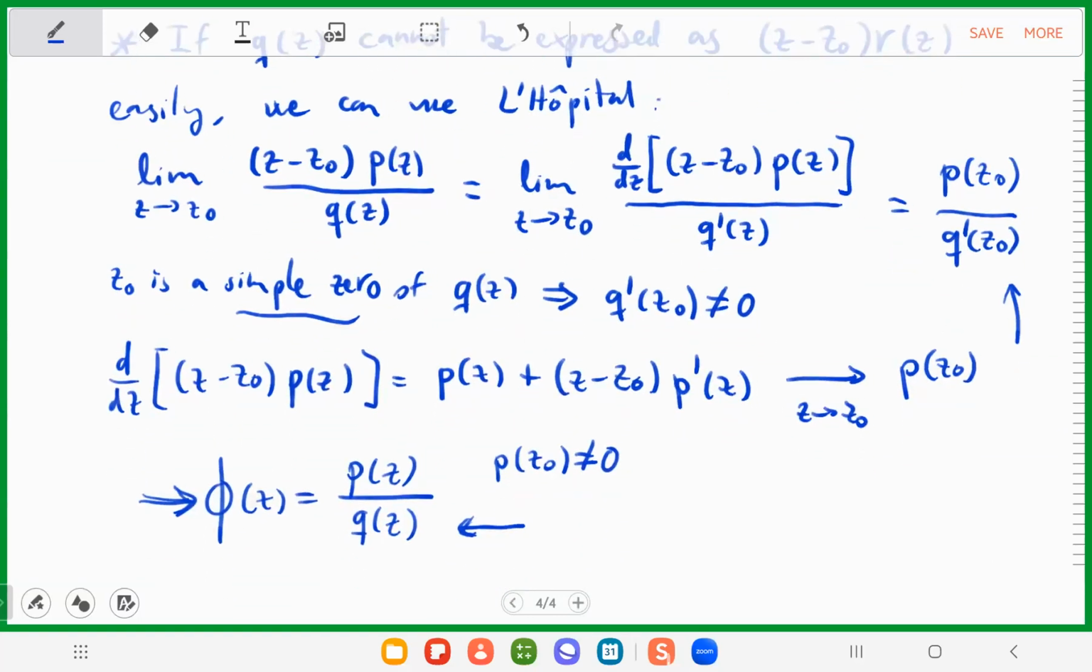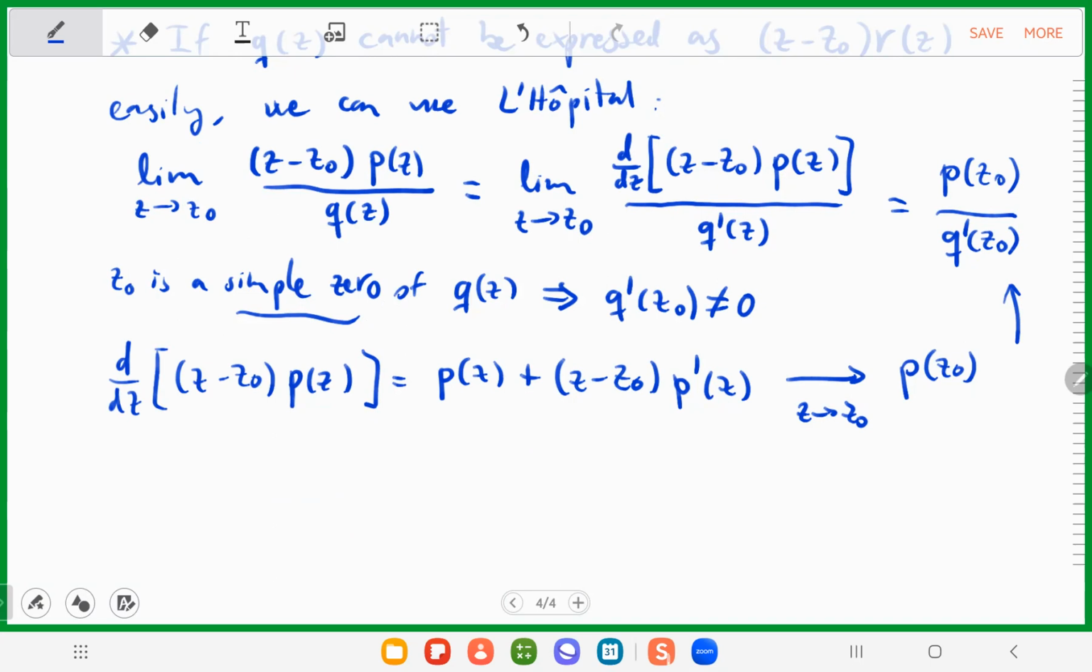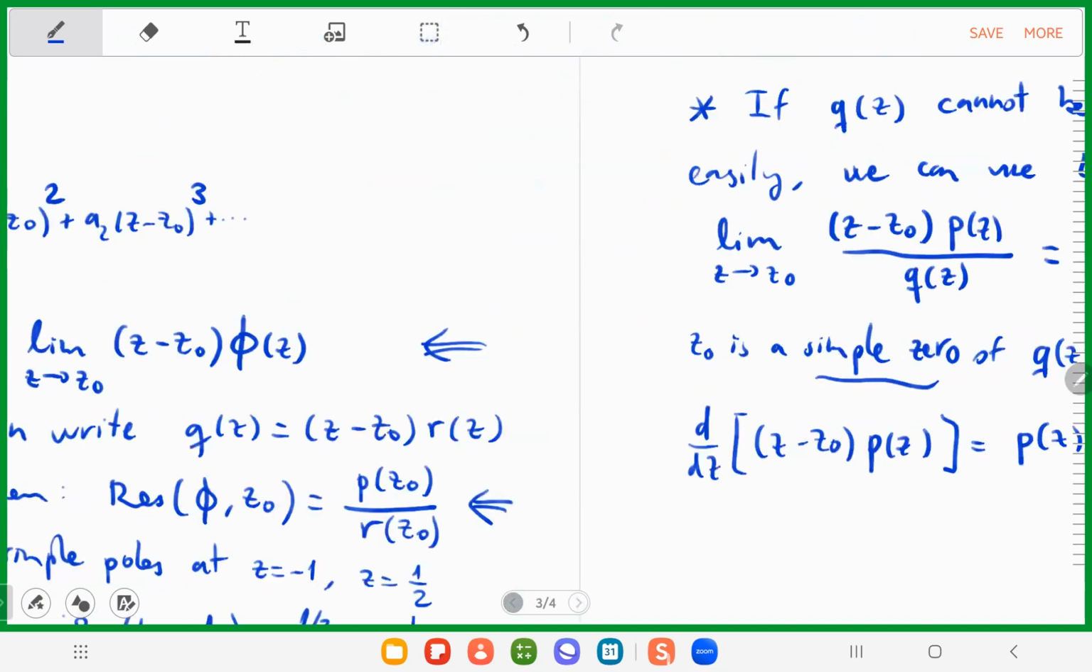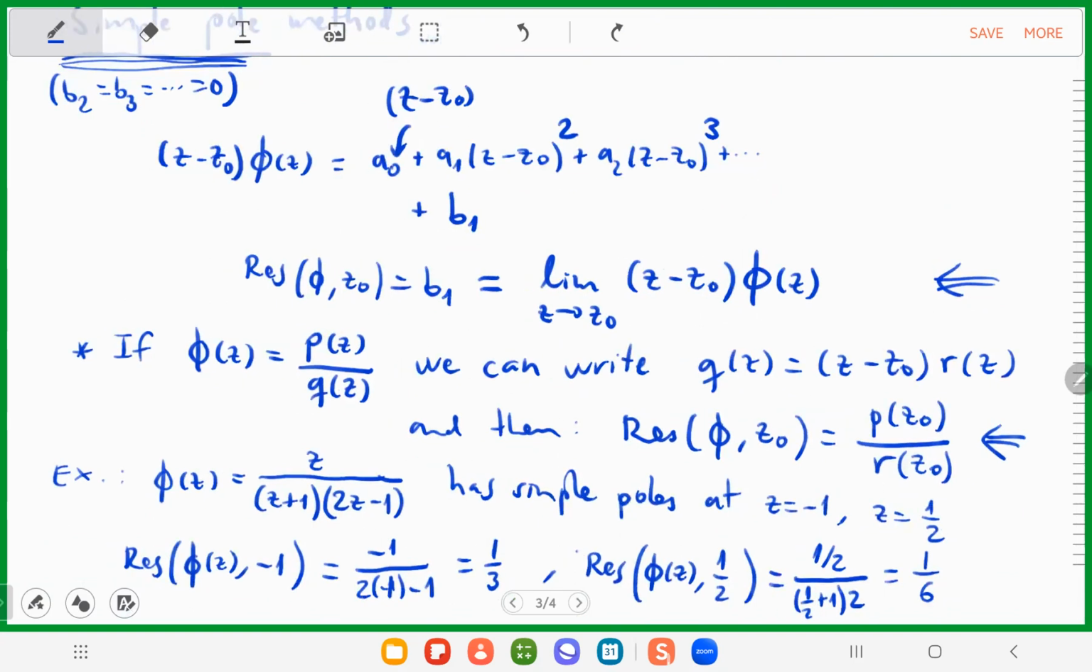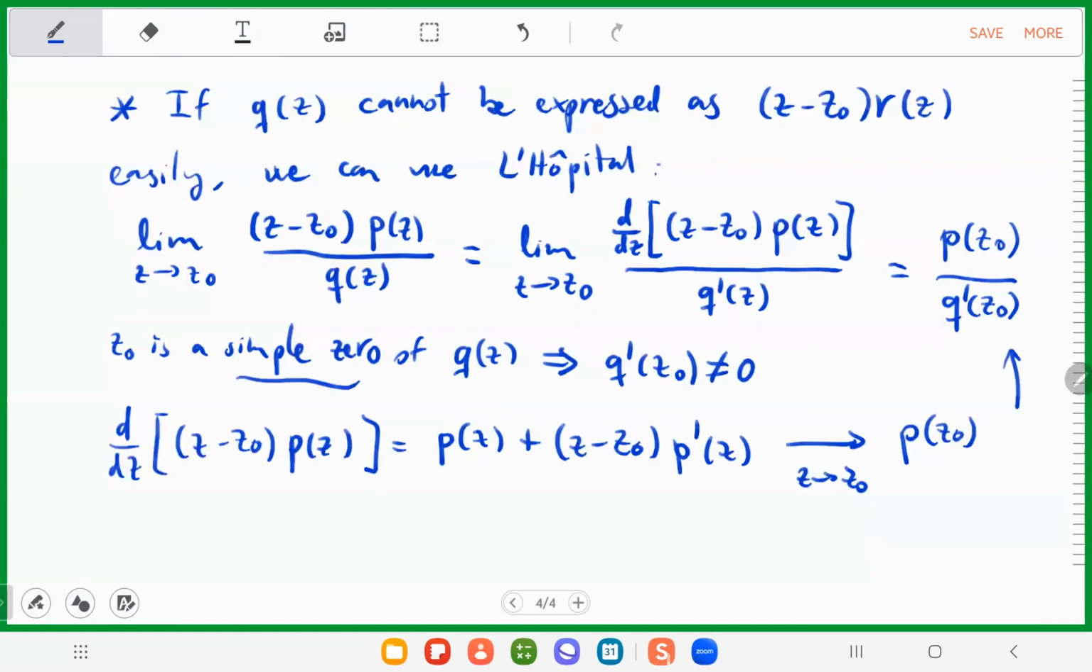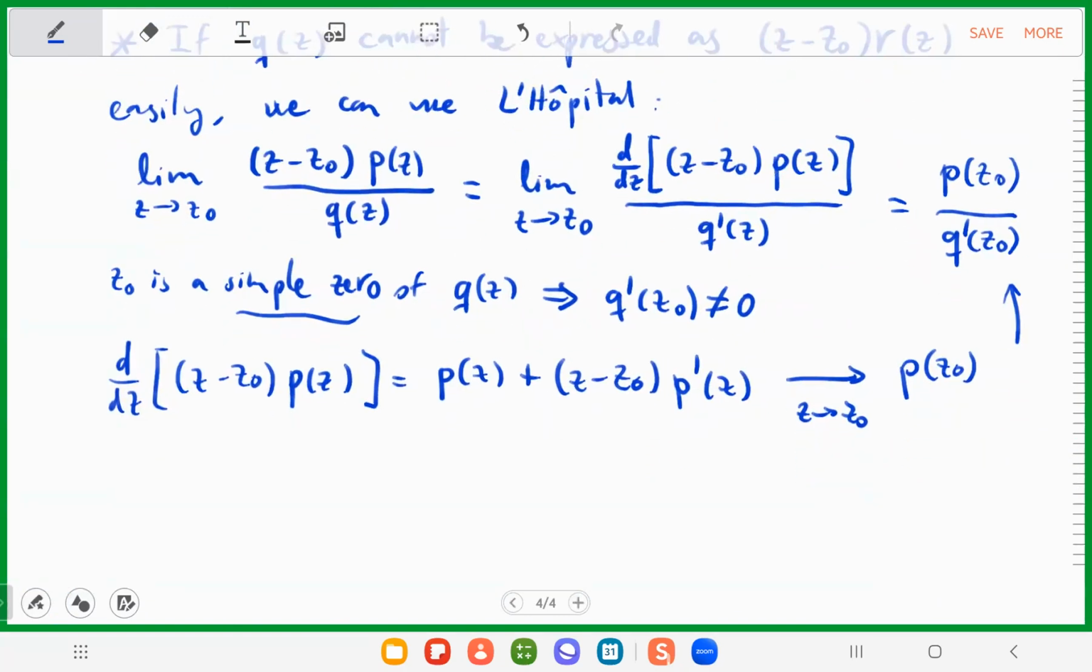So these are simple pole methods. I know the point is a simple pole of phi. And as I say, if P is analytic and P is not 0, that's very important. Let me write it here. P at z0 is not 0. So if Q has a simple 0, then phi has a simple pole, which is the case that we are considering. This is only true for simple poles.